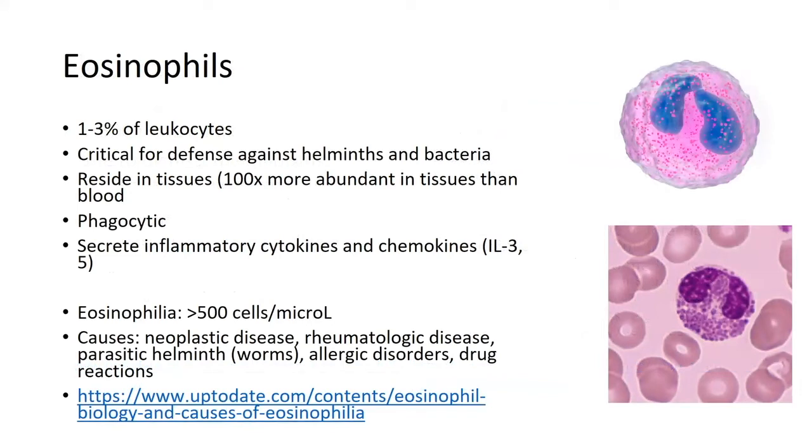Eosinophils are a much more rare form of white blood cells. They comprise about 1 to 3% of white blood cells, and they're critical for defense against helminths or parasitic worms and bacteria. They reside mainly in tissues, and they're phagocytic, and they also secrete inflammatory cytokines. So eosinophilia is an excess of eosinophils, defined as over 500 cells per microliter, and can be caused by neoplastic disease, rheumatological disease, parasitic worms, allergy, or drug reactions. And here's a picture of an eosinophil.